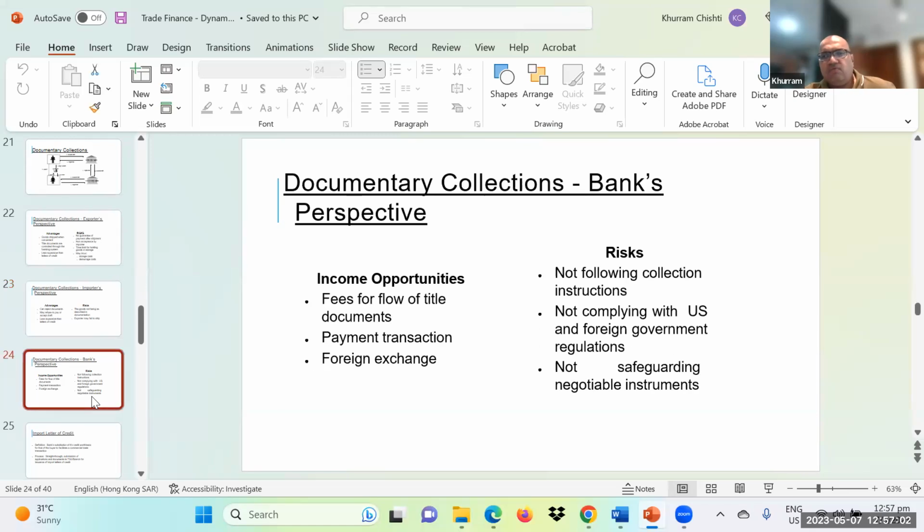Okay. Now from the bank's perspective, we look at the three methods from three sides: importer, exporter, and the bank. In all cases, there are bank income opportunities. If you remember the flow chart, it goes through the bank. So the bank is now involved far more than in cash in advance or an open account. The bank is involved more.